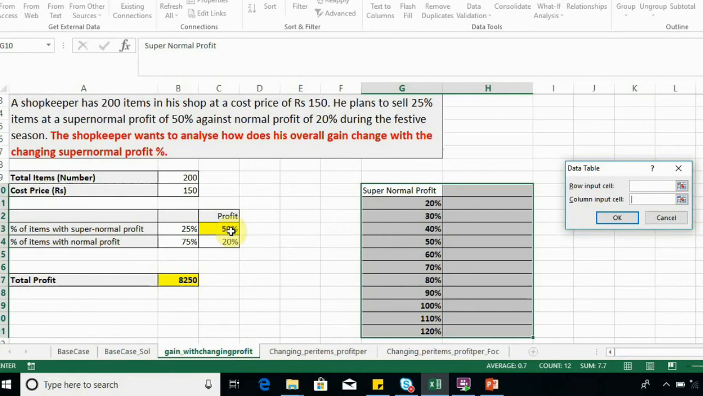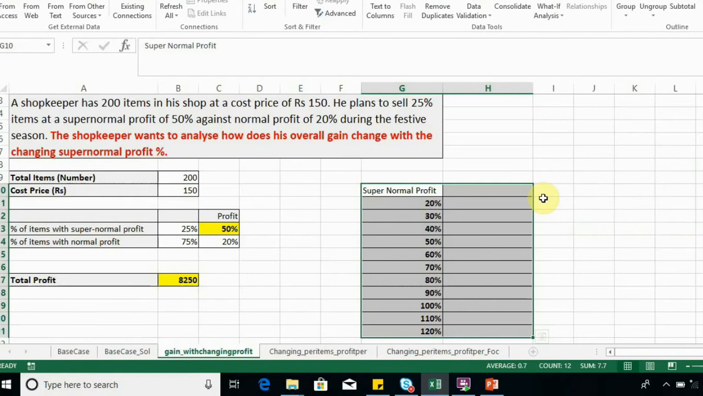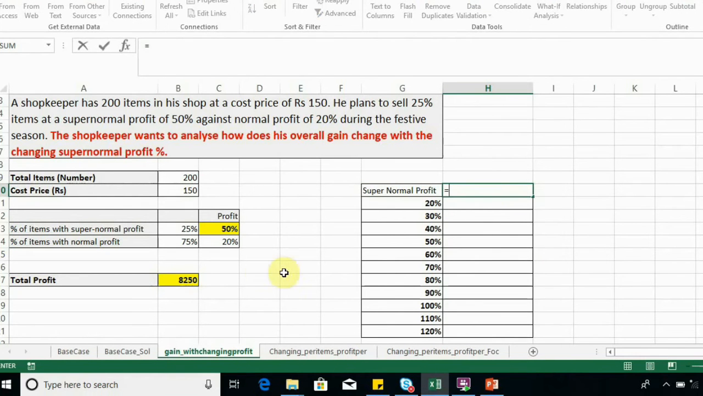Now, what is it which we are trying to analyze? We are trying to analyze the total profit. So before we do this, the first step for doing the data table is that for these particular values for which we want to arrive at the profit, the formula has to be entered right above here. So you need to enter the total profit over here. Basically you don't have to enter the values, but the reference to the cell in which it is calculated based on the formula. So 8,250 is the profit, which is calculated based on the supernormal profit percentage of 50.